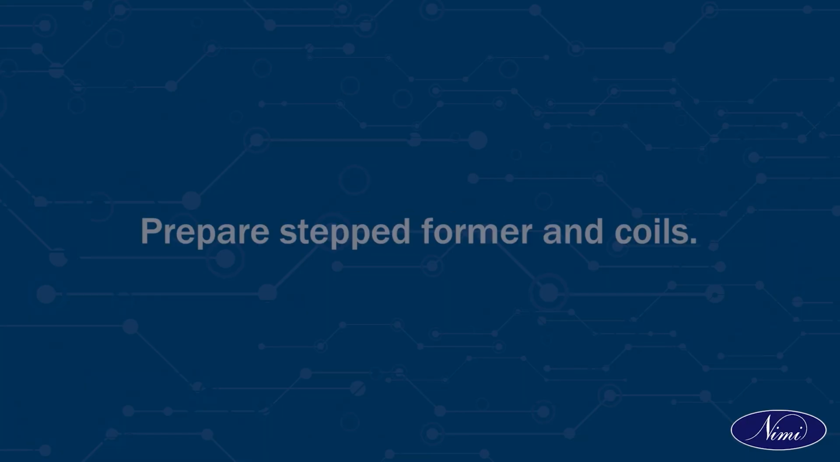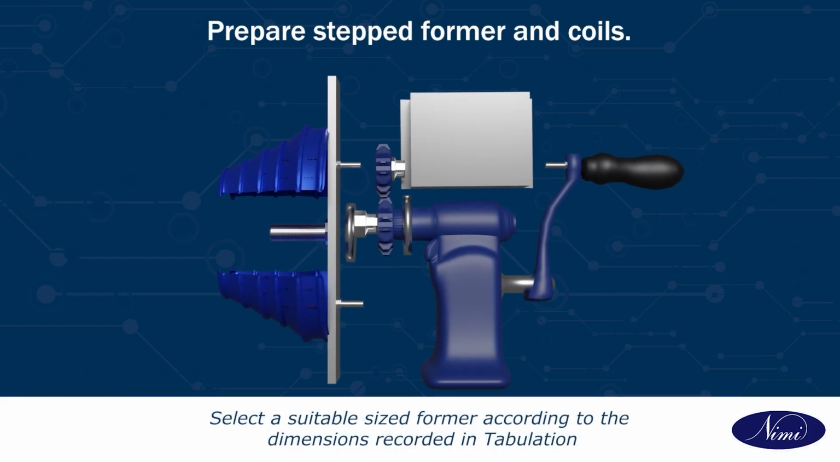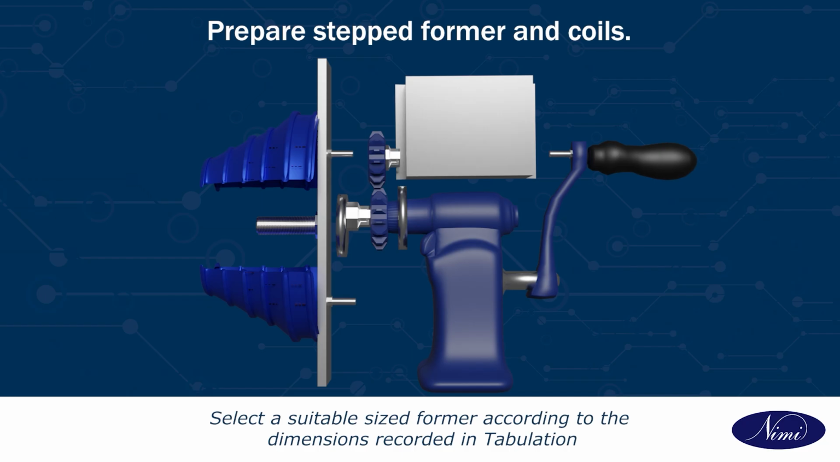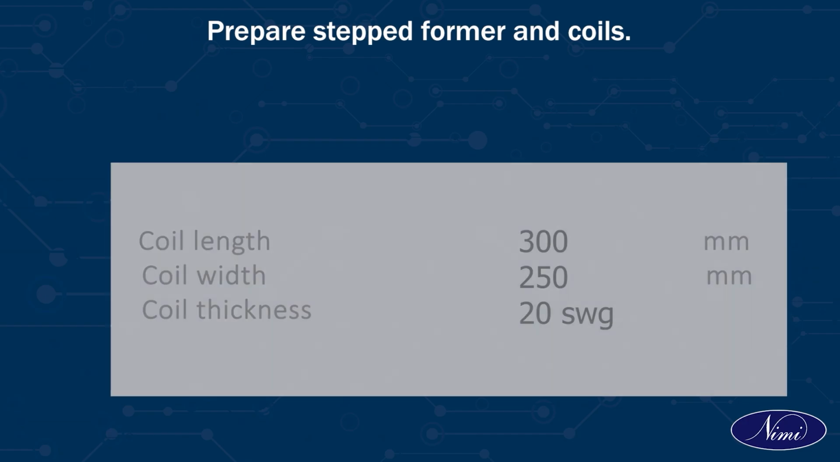Task 6. Prepare stepped former and coils. Select a suitable sized former according to the dimensions recorded in tabulation. Outer coil, inner coil, coil length, coil width, coil thickness.